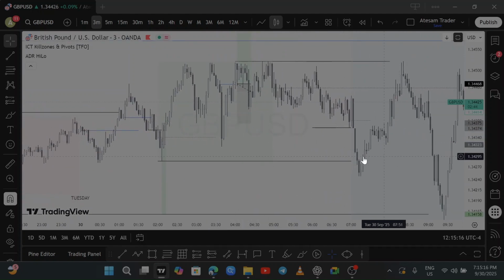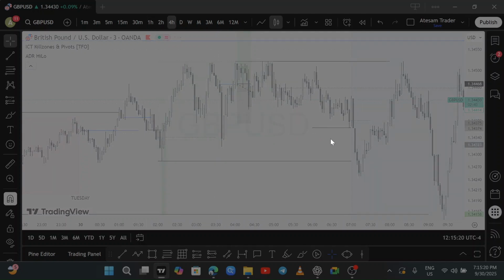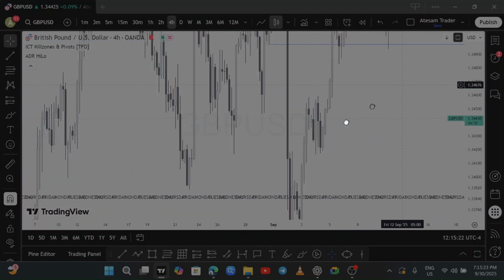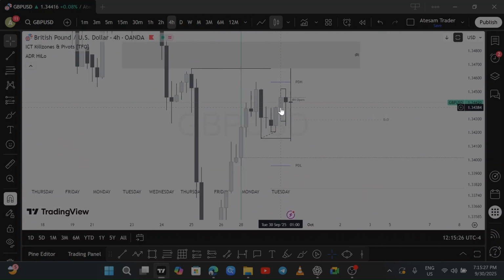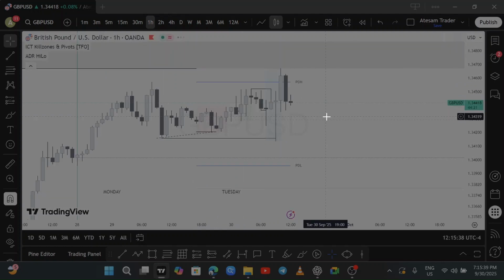I took entry at 3 a.m. That means, come to the 4 hour. 3 a.m. means on this candle. On this candle I took entry because at that time I confirmed this is the low of the day, and we will expand to the upside. On this candle I took the entry.